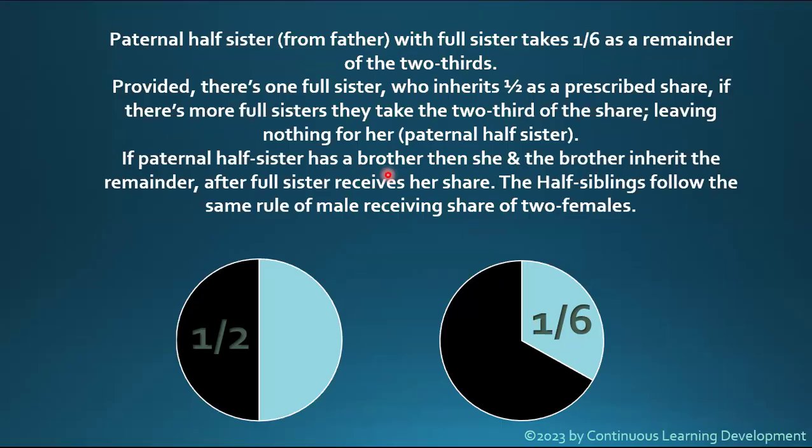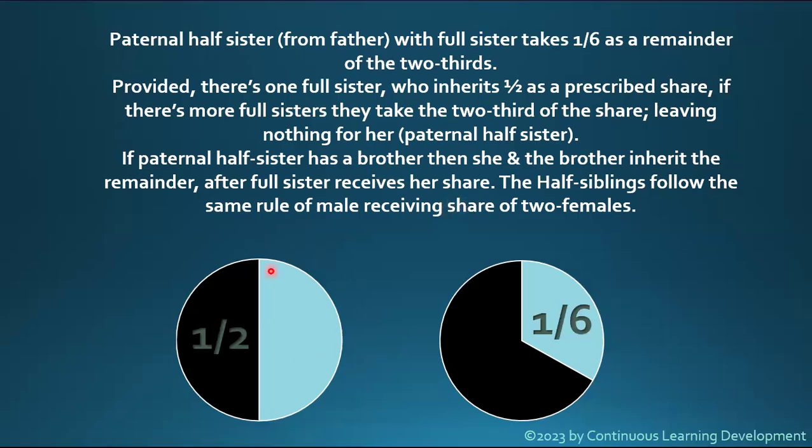So the full sister gets half. Now the half sister gets a prescribed share. If there are more full sisters, they take two-thirds of the share, leaving nothing for the paternal half sister. So the paternal half sister will not share if there are two or more full sisters. We've seen that two or more sisters, or two or more daughters, share two-thirds of the estate. If the paternal half sister has a brother, then she and the brother inherit the remainder after the full sister receives her share.